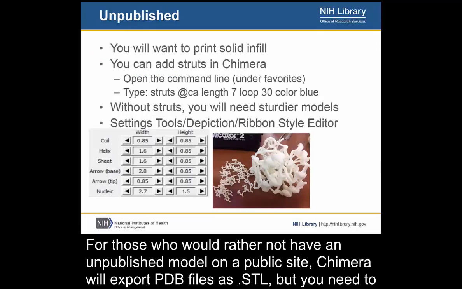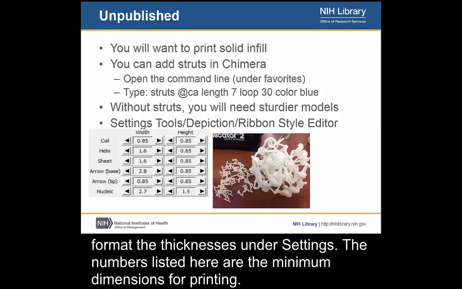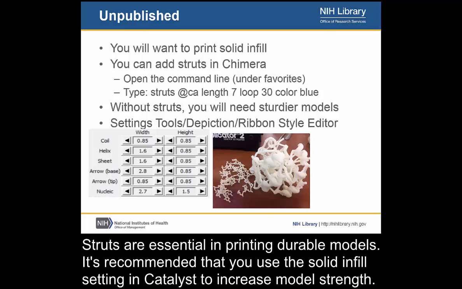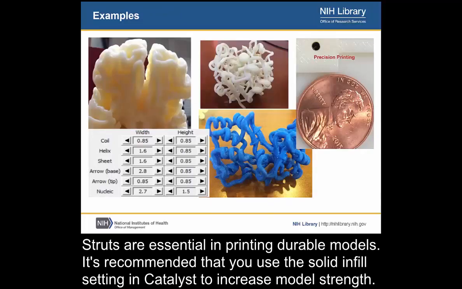For those who would rather not have an unpublished model on a public site, Chimera will export PDB files as STL, but you need to format the thicknesses under Settings. The numbers listed here are the minimum dimensions for printing. You can also add struts by opening the command line under Favorites and typing struts at CA length 7 loop 30 color blue. Struts are essential in printing durable models. It's recommended that you use the solid infill setting in Catalyst to increase model strength.